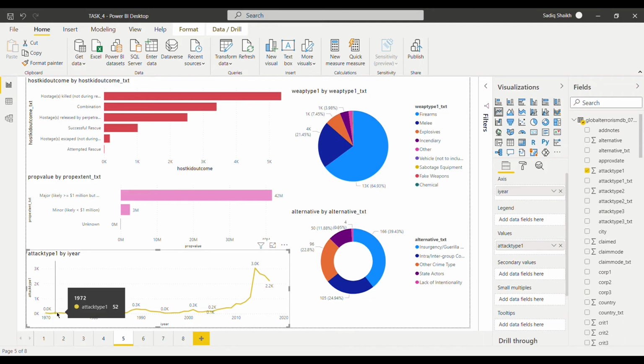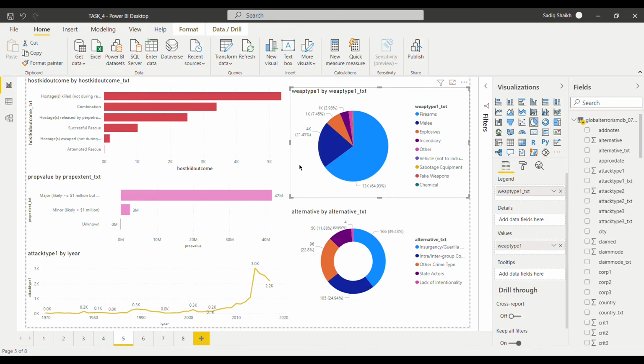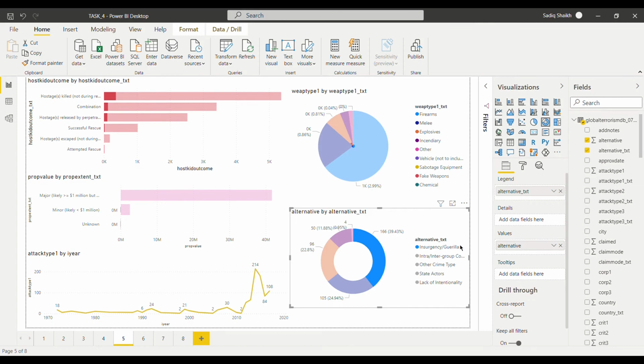In 1970, there used to be very few attacks. Then as we move on gradually, the number of attacks has increased, and now severely, this is the highest number of attacks, after 2010. We can see there's a huge hike in terrorism over here. Then looking at the weapons, most probably firearms are the weapons used. Then melee and explosives are used less. Alternative weapons are insurgency, which is the guerrilla attack. This is the most common type of attack done by the terrorists.